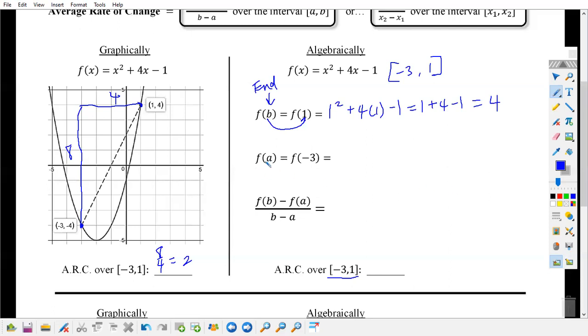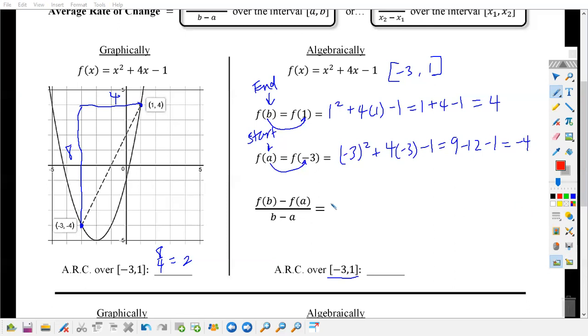All right, now we're going to do this. Your f of a represents where you start. So where did we start? At -3. So we're going to substitute in -3. So we have -3 squared plus 4 times -3 minus 1. That's going to give me 9 minus 12 minus 1. And that equals -4.